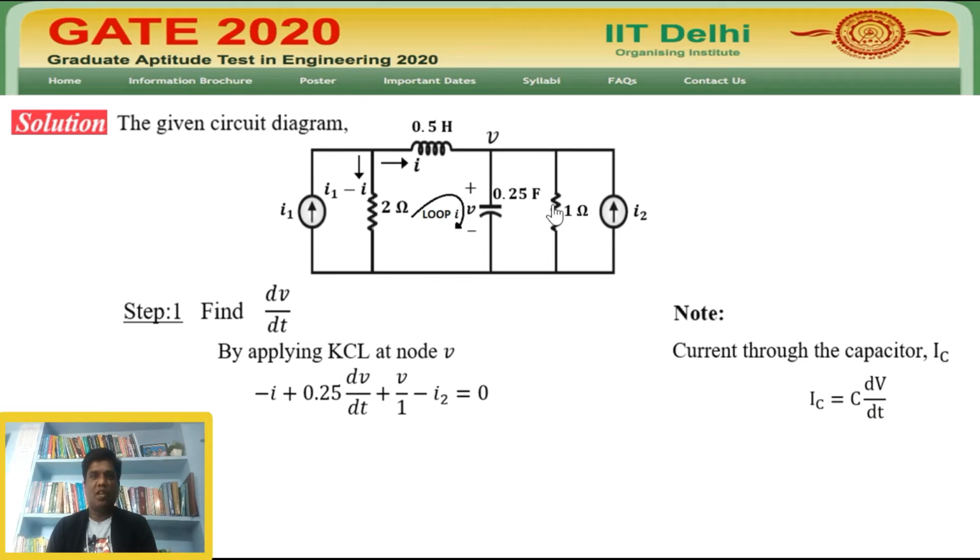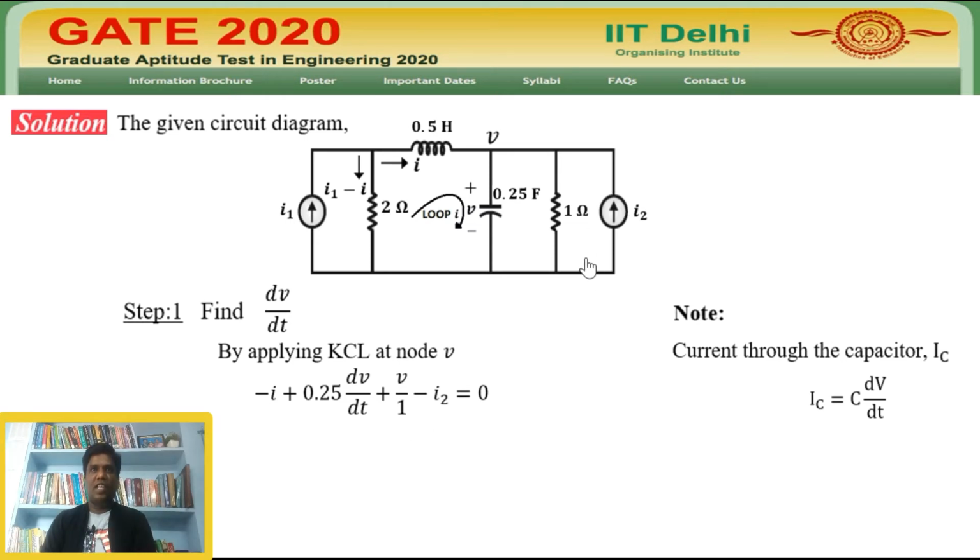Next, third path, the current through the resistor is I. Here the current is flowing from the higher potential positive to lower potential negative, which means the current is leaving the node, is plus V by R, or plus V by 1 ohm resistor. Next, fourth path, on the right hand side the I2 current is entering towards the node, is minus I2, equal to 0. In this equation, shift minus I, V and minus I2 to the right hand side.